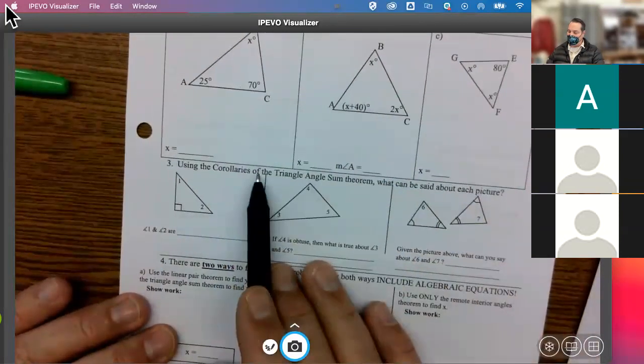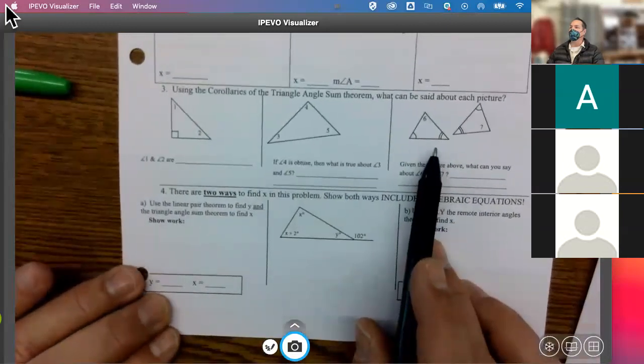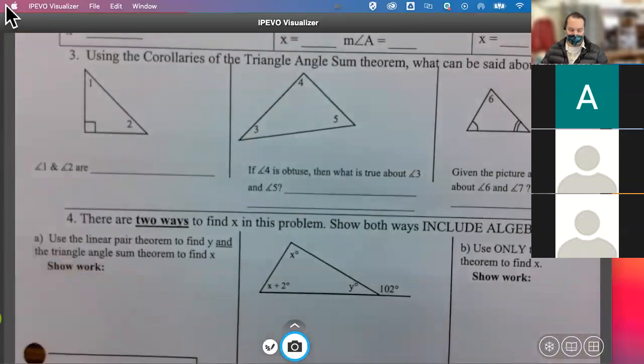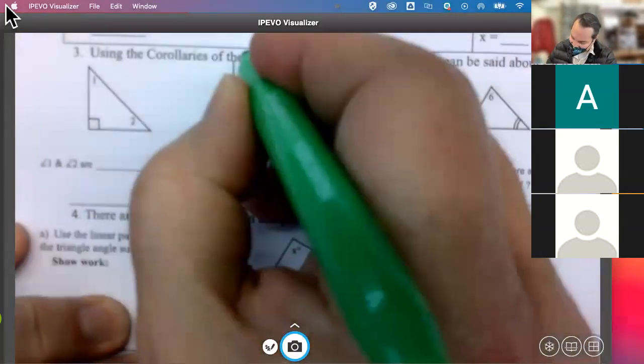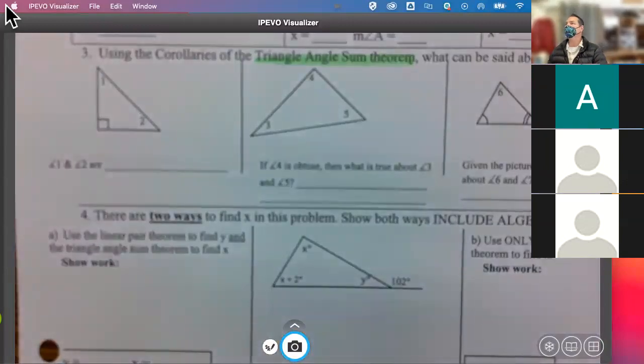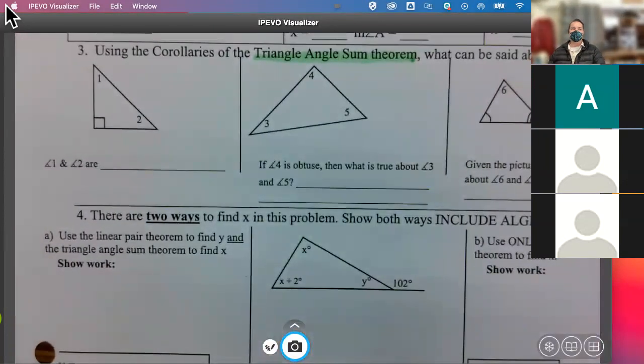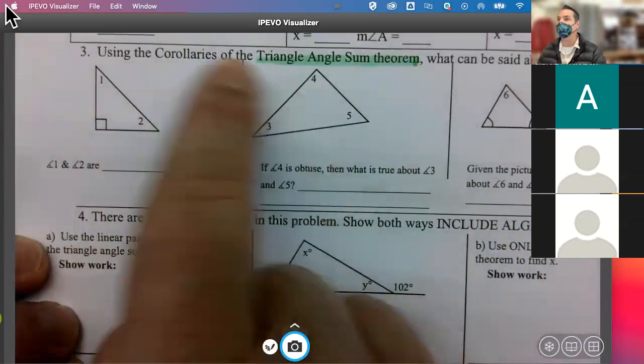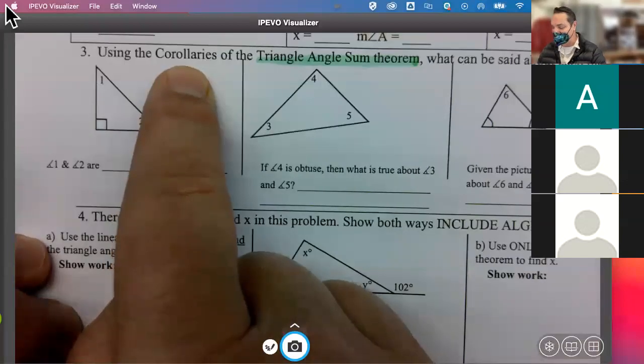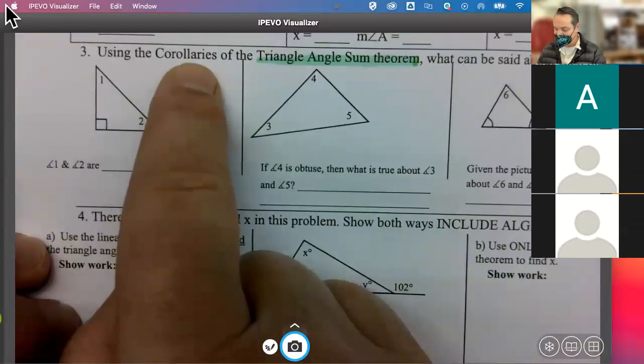So this is just simple classification to remind you. Here's some triangle angle sum work. This is going to be new for you. I want to clarify this for you. It asks you to use the corollaries of the triangle angle sum theorem. What does the triangle angle sum theorem say? What's true about all 3 angles in a triangle? They add to 180. That's all it says. So this is a corollary to that. And a corollary, like a tributary or something like that from a river, is a slight extension from it.